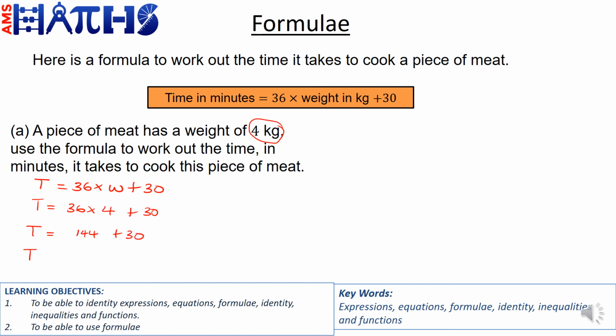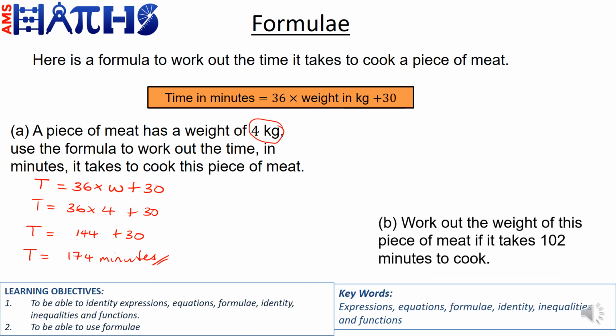So it means T is equal to 174 minutes. And that's the time it would take to cook the piece of meat. Now let's look at part B.